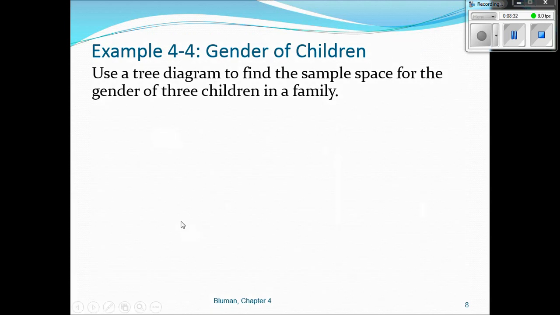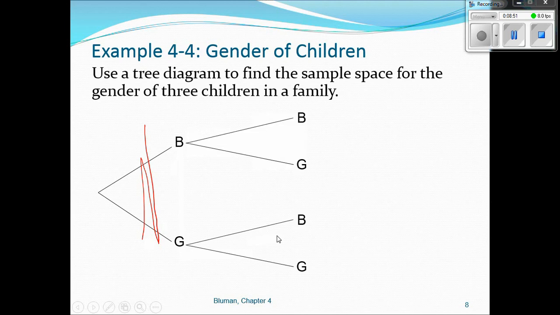Okay, so what you do with the tree diagram, and you can do this from left to right, or from up top to bottom, it doesn't matter. Your first kid, so this is considered right here our first kid. What could possibly happen with our first kid? It could be a boy or it could be a girl. Now you have your second kid. So this right here is considered the second kid up and down, okay? So first kid, second kid.